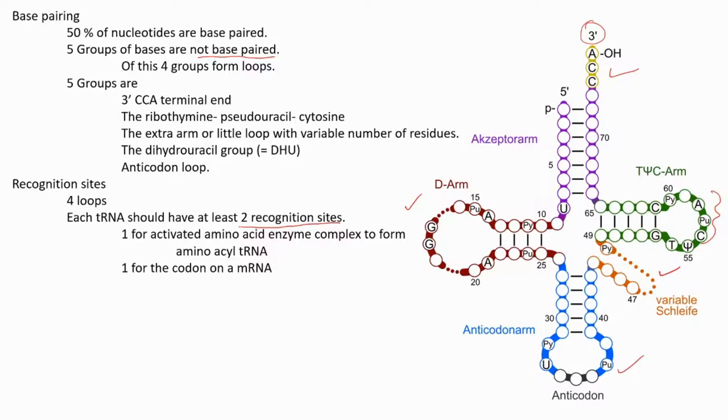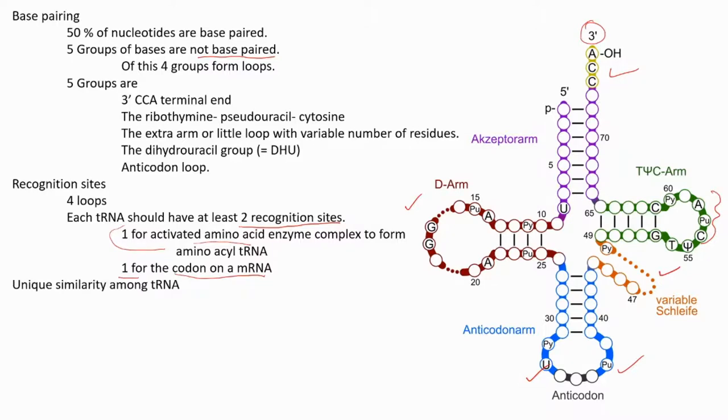Aminoacyl tRNA. Two recognition sites are very necessary to be present in a tRNA, and among the two, one is for binding with the amino acid, the activated amino acid. So one recognition site is meant for binding with the activated amino acid, bound with the enzyme complex. And the second recognition site is to bind with the codon on the mRNA. That is the anticodon loop.